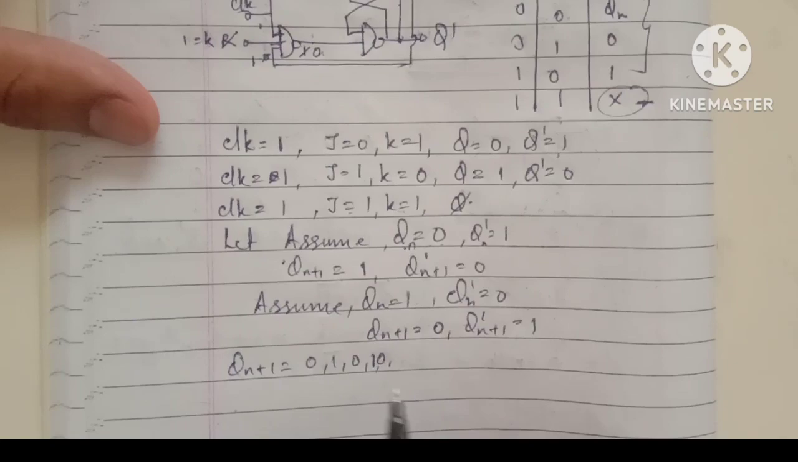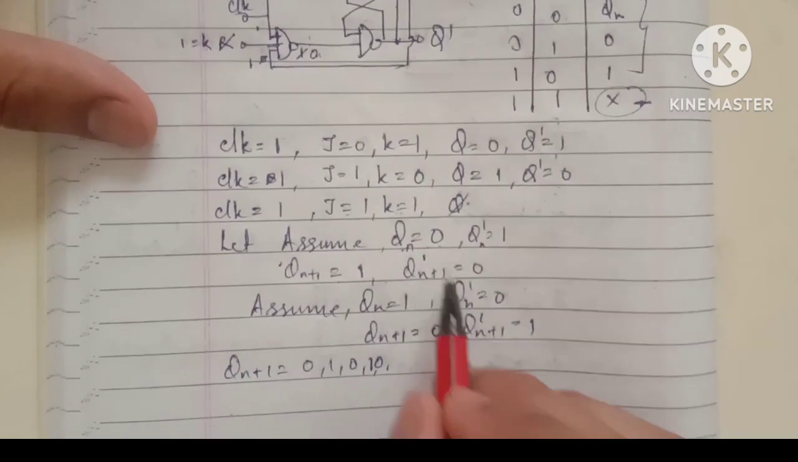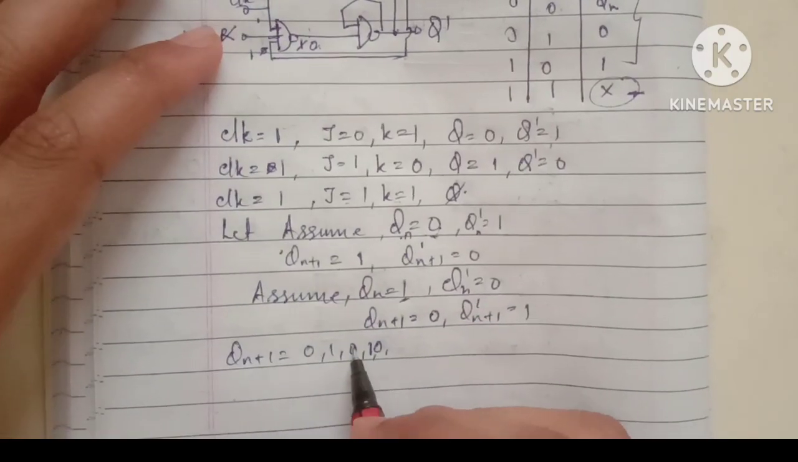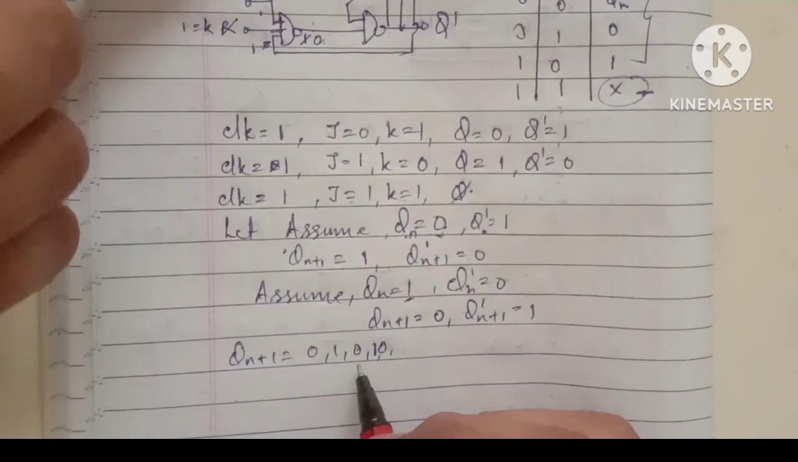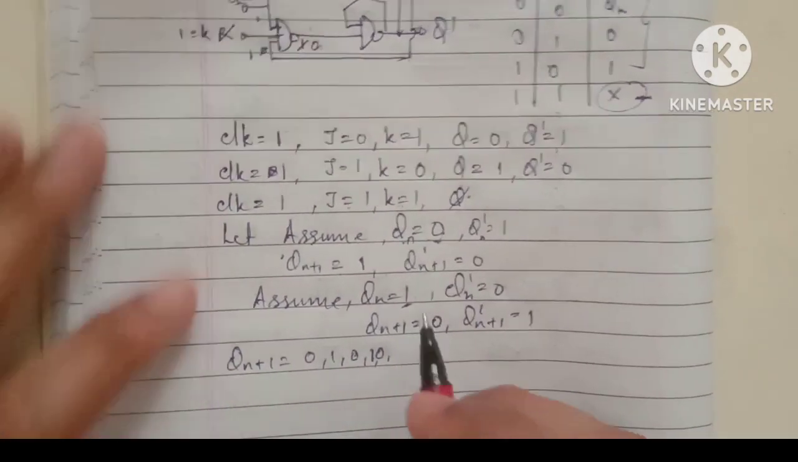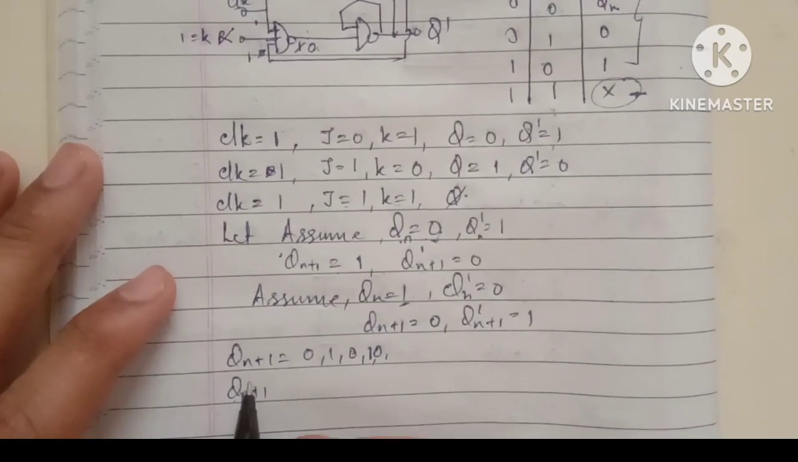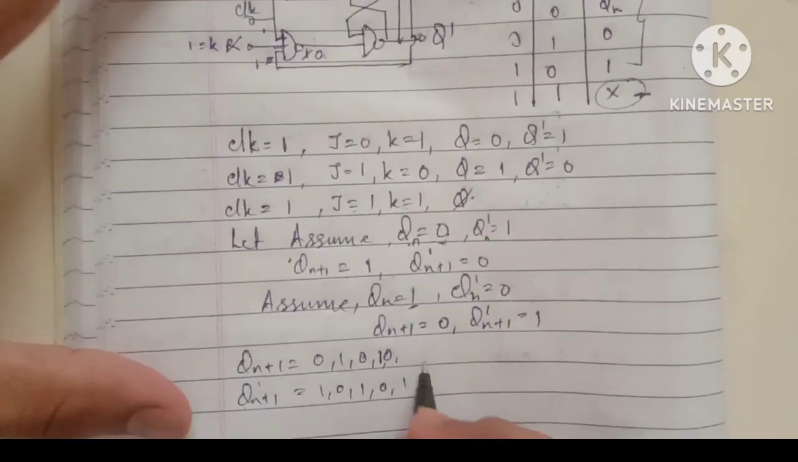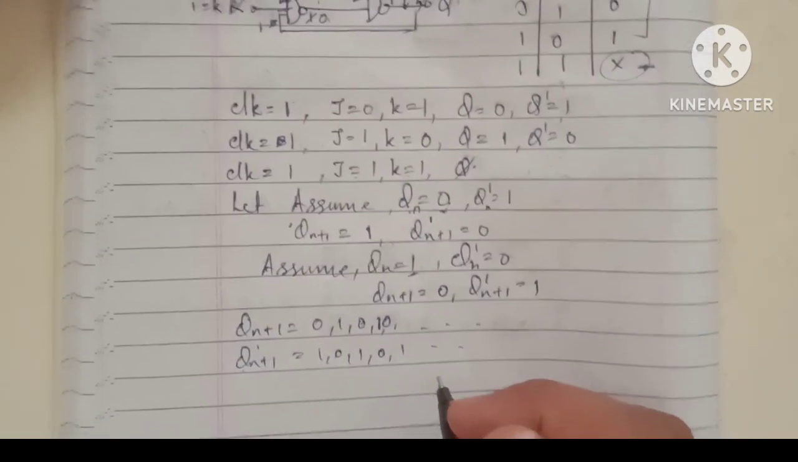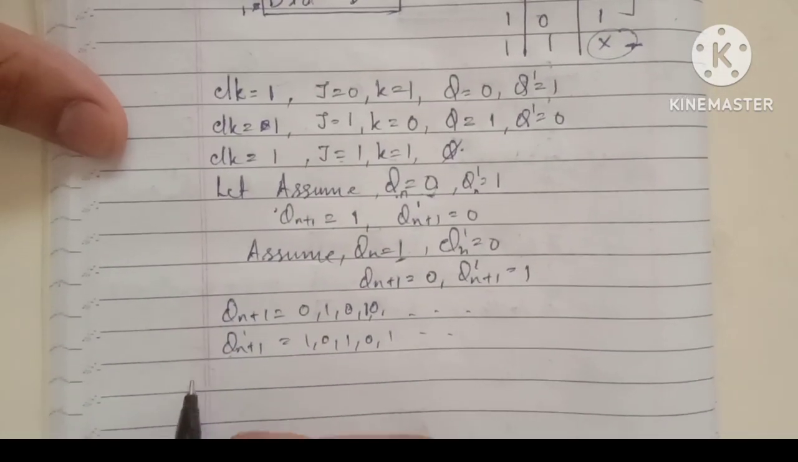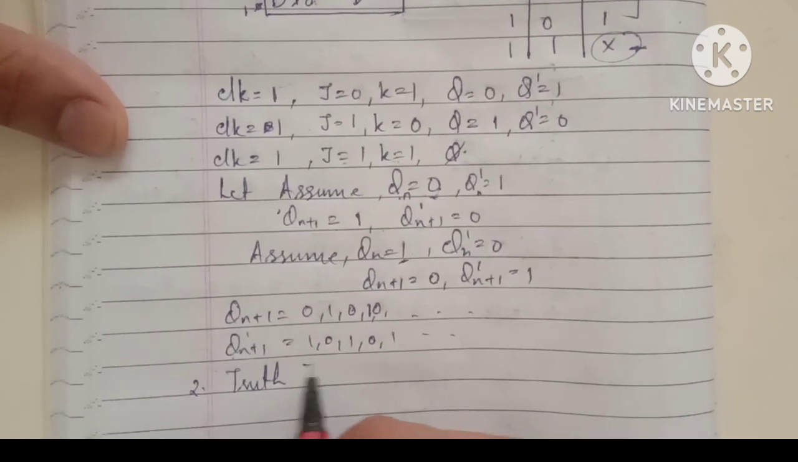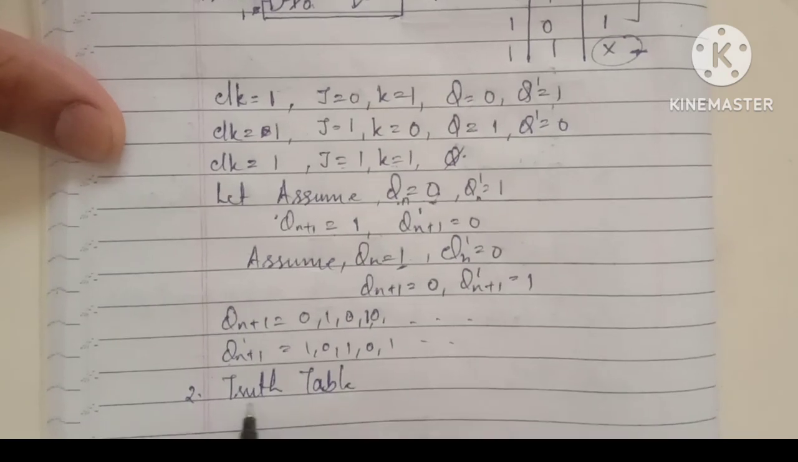You can try multiple times. I took 0 1. Again I will take 0, then you will get 0 here. Again I will take 1, then you will get 1, means 1 0 1 0. So Q n dash will become 1 0 1 0 1, and so on. Getting me? So I can conclude the truth table for the JK flip-flop.